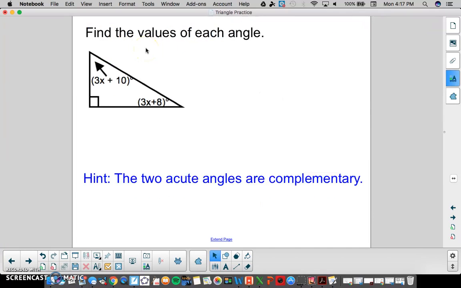I also want you guys to try this one. We have two angles in a right triangle. My hint on this one is that the two acute angles of a right triangle are complementary to one another.